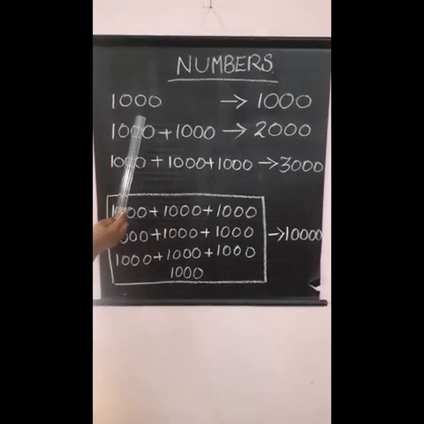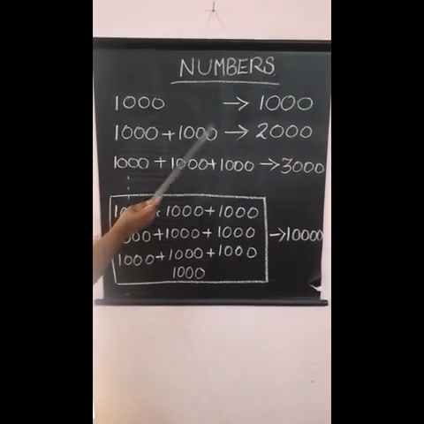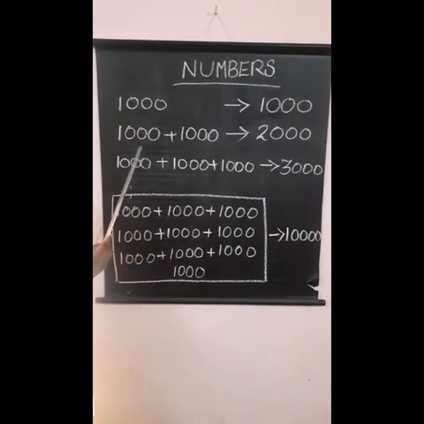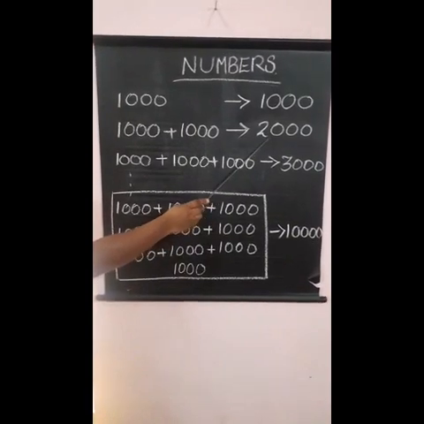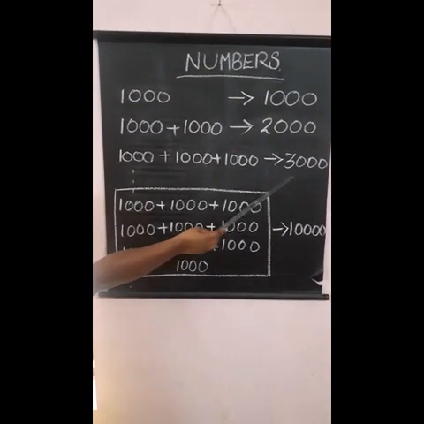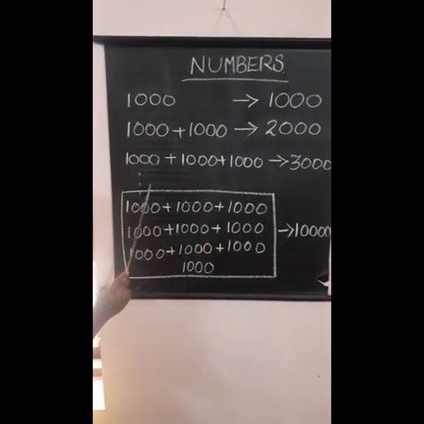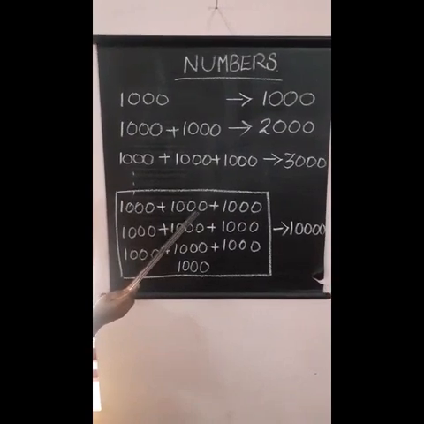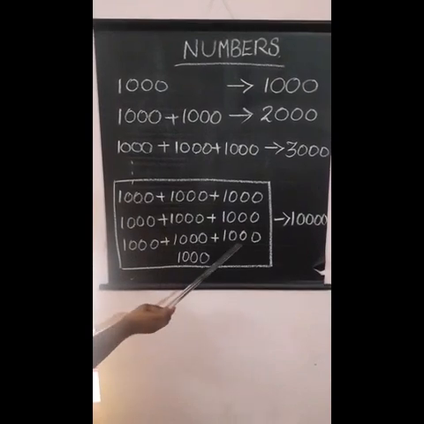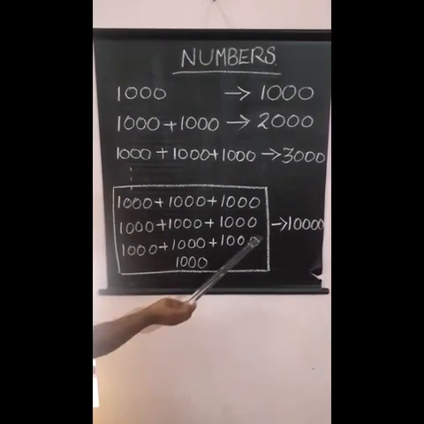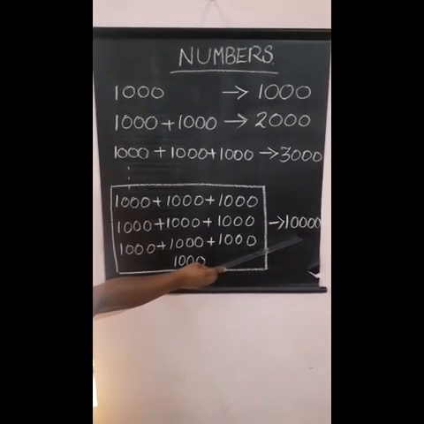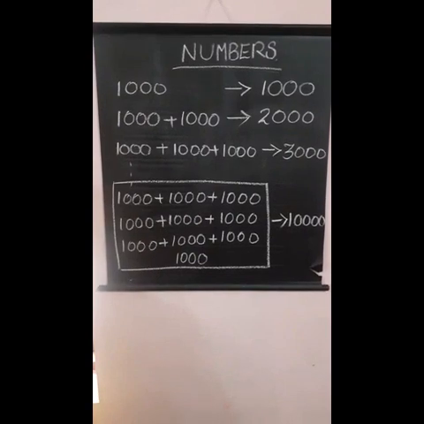See children, when we have only 1000, then the answer is 1000. When we add 2 thousands together, then we get 2000. When we add 3 thousands together, then we get 3000. Like that you can add 4000, 5000, etc. See, here I am adding 10 thousands together. When we add 10 thousands together, then we get 10,000, where 10,000 is the smallest 5-digit number. Clear?